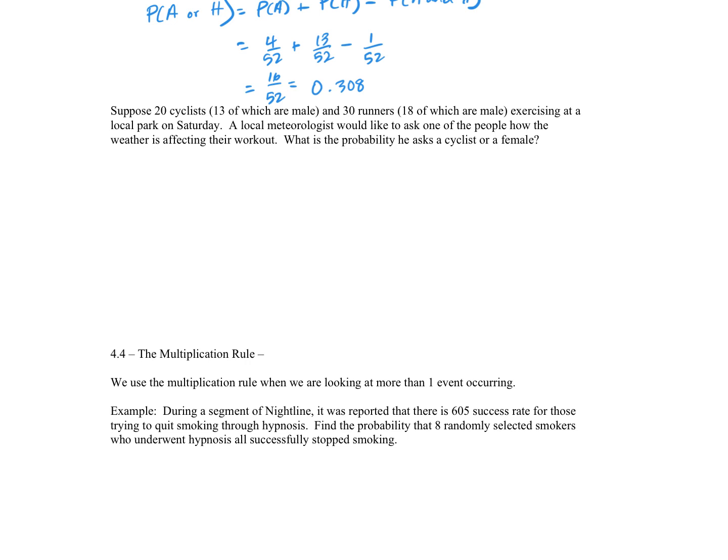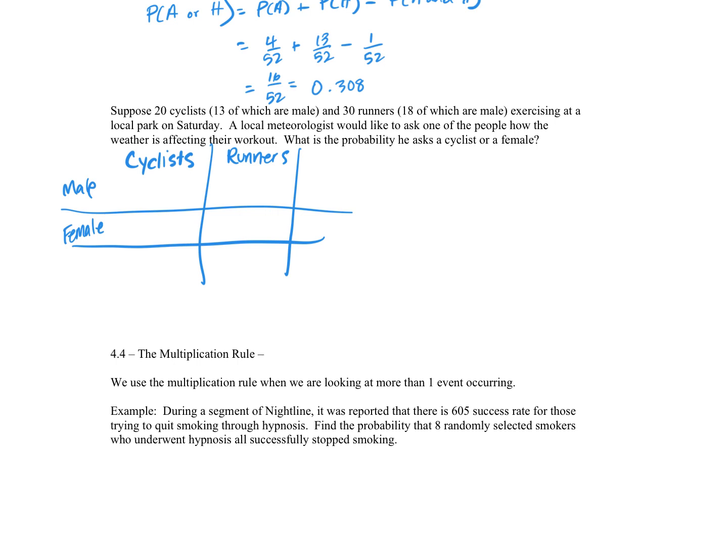So this is when I might choose to build a two-way table to help me navigate what's what. Like I said, the two-way table is a tool to help us figure out probabilities.